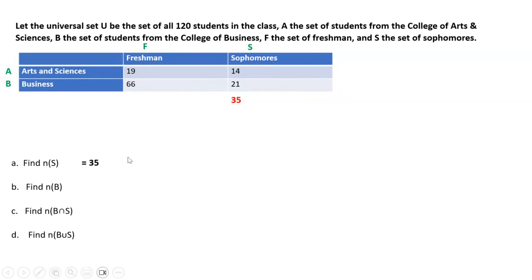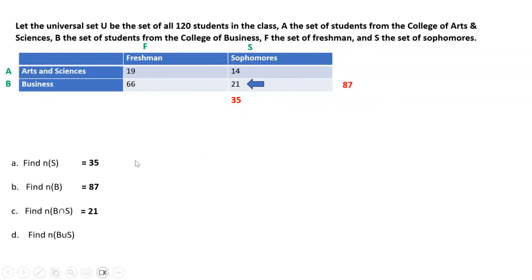So that's my answer. Now for find the number of B, the number of business is going to be 66 plus 21, which would be 87. Find, right, the number of B intersects S, right? So B intersects S will be 21.